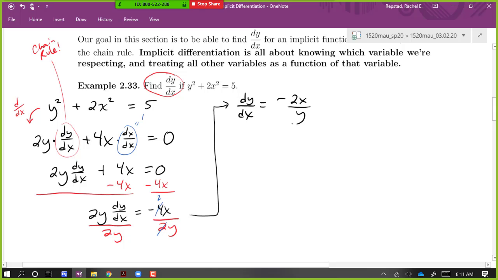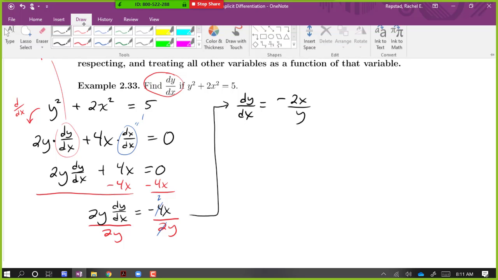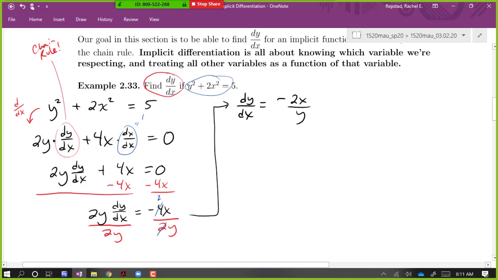That we end up with an expression that has both x's and y's, right? I couldn't get dy dx written explicitly as a function of x. That's not uncommon. We couldn't get y written explicitly as a function of x in the original equation, so it's maybe not surprising that the same holds for dy dx.